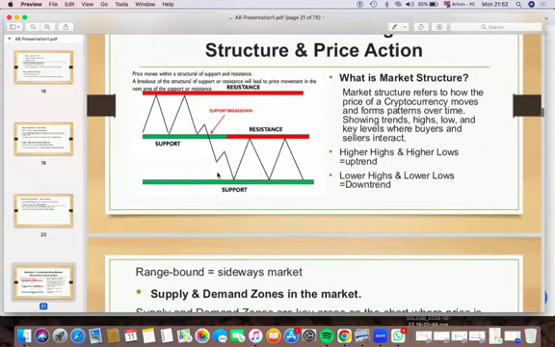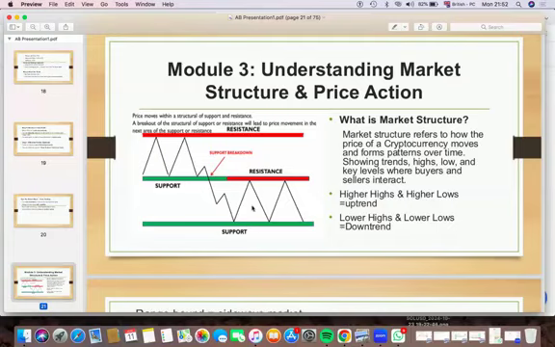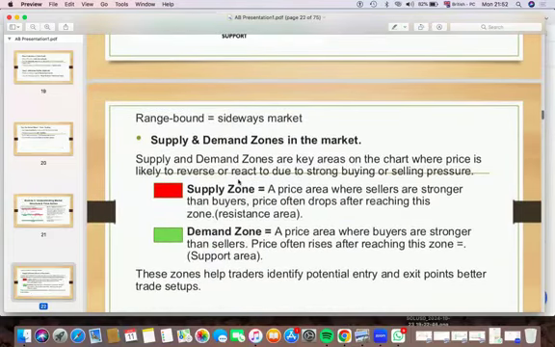So the market might be in a range-bound, sideways market, where you have your supply and demand zones. So what do we refer to as our supply and demand zones? The definition of a supply zone is a price area where sellers are stronger than buyers, and price often drops after reaching these zones. It is a resistance area.